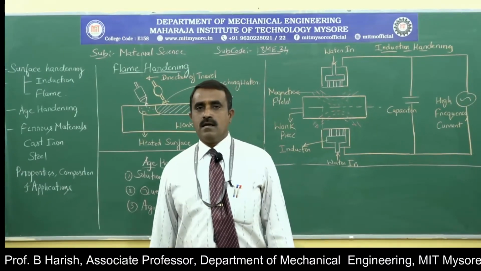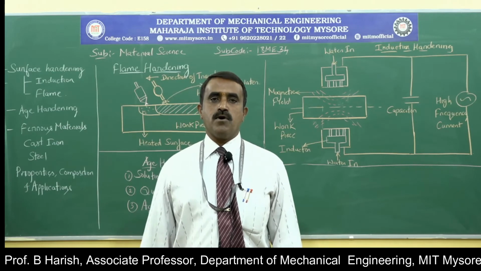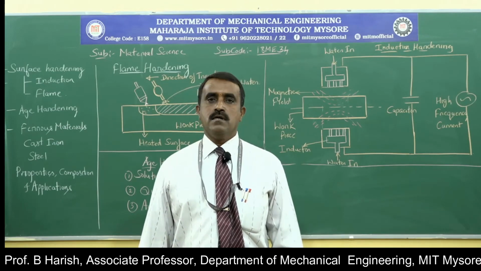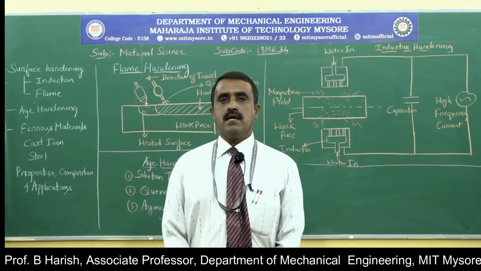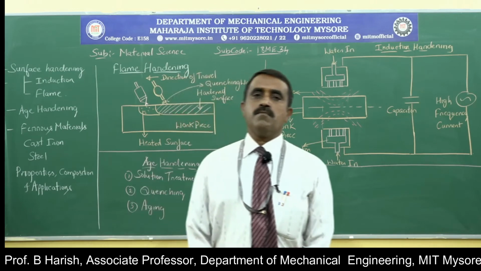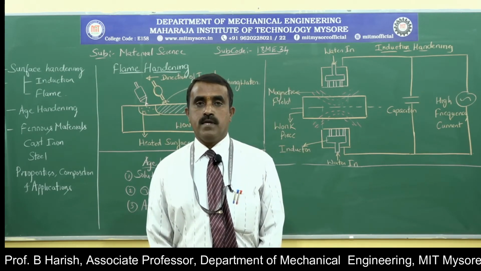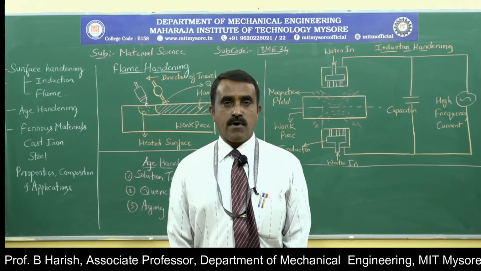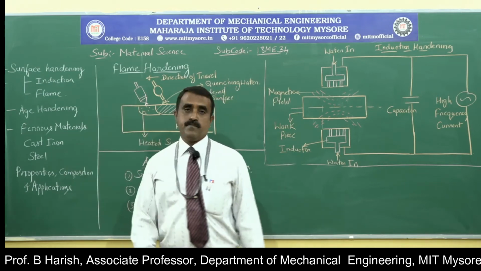In this session, we will continue where we had stopped in the previous session. So we are discussing surface heat treatment processes, where we got two types. One is case hardening, second one is surface hardening. In the previous session, we had discussed case hardening and different types of case hardening. Today we will move to the next type of surface heat treatment process, that is surface hardening.